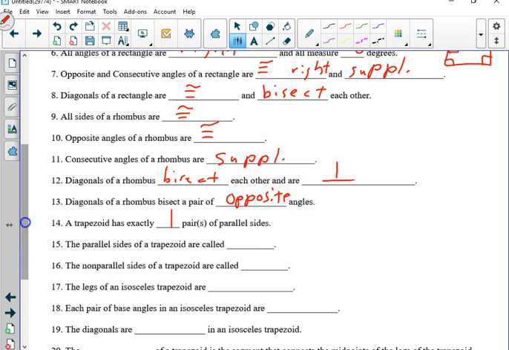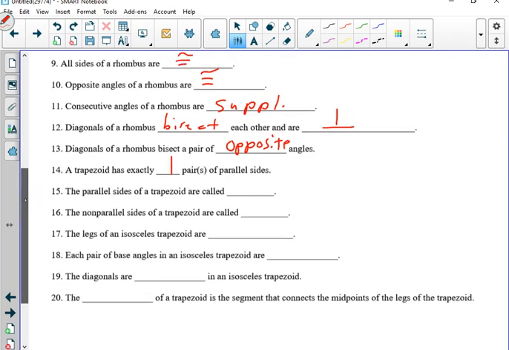A trapezoid has exactly one pair of parallel sides. The parallel sides of a trapezoid are called bases. The non-parallel sides are called the legs. The legs of an isosceles trapezoid, keyword here, are congruent, and each pair of base angles are congruent.